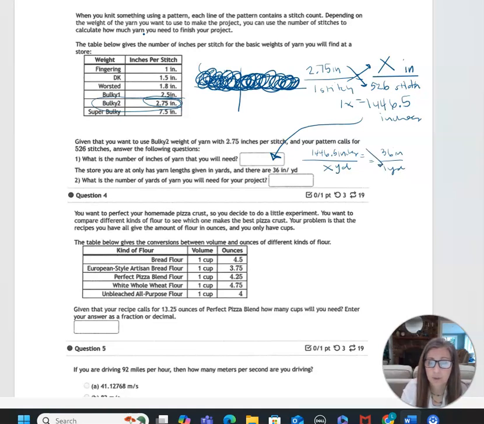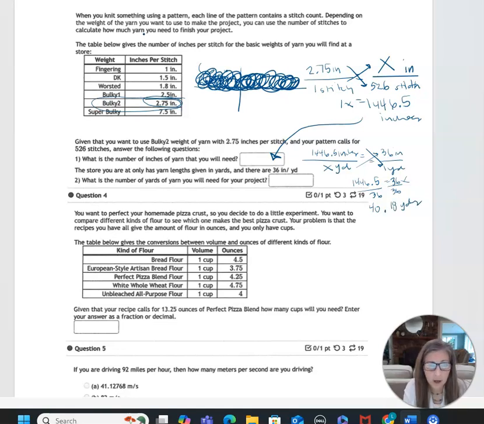So I'm going to cross multiply this. 1446.5 equals 36x. Divide both sides by 36. Again, if it is a one-step conversion, you can use a proportion. And I'm getting 40.18 yards.